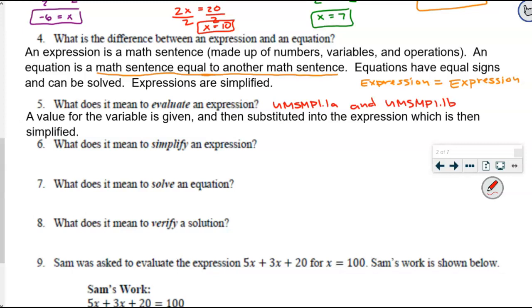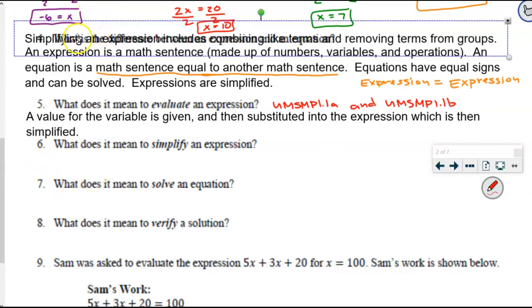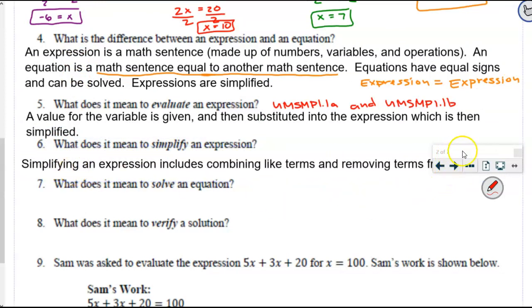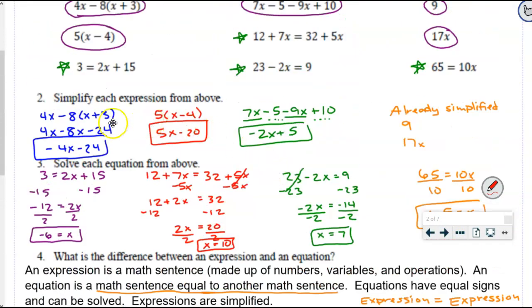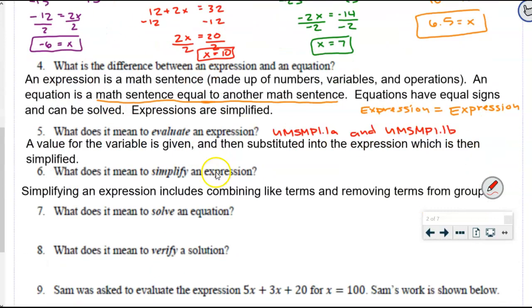Yeah, kinda. Specifically, when I'm making it less complex, I'm combining like terms. I'm removing terms from groups, just like we did up here. You simplified these. What did you do? Yes, we made it look less complex. How? We got rid of the grouping symbols and said instead of 8 groups of this, let's just talk about what we have. And then we're like, oh, look, we've got x's in 2 different places. Let's simplify that and combine those into just one term. So you do need to know what it means to simplify.